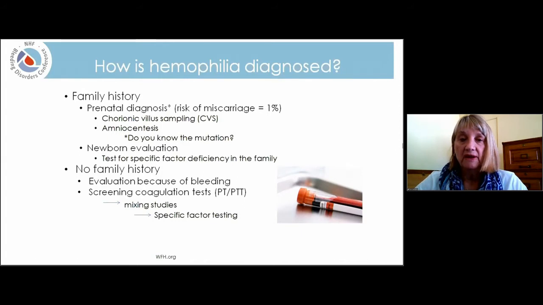If there's no family history, however, typically we find out that the baby's affected because they're having bleeding. About 50% of male infants in the United States are circumcised, and when a baby with hemophilia is circumcised, they may, but not always, continue to bleed. The other type of bleeding we see in infants or newborns comes from the heel stick that's done.